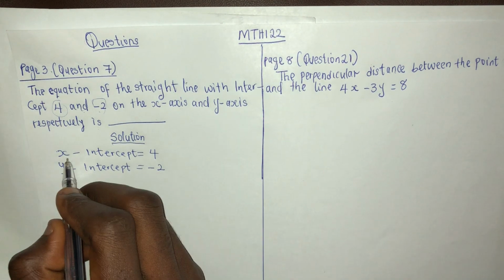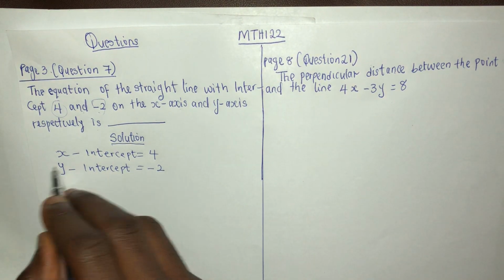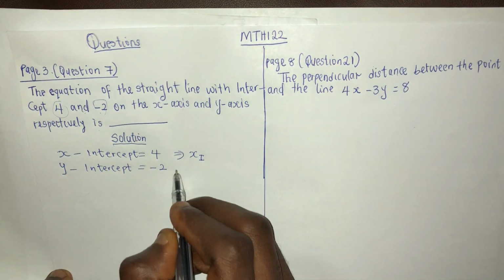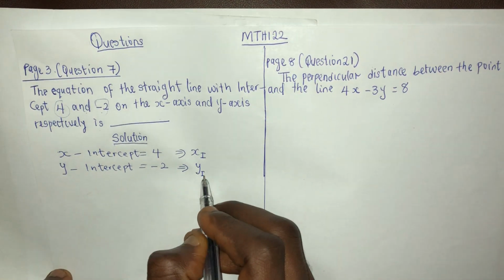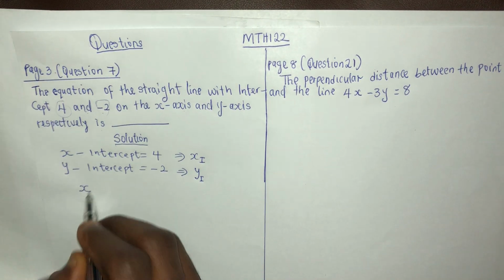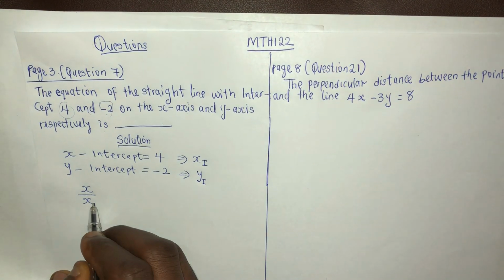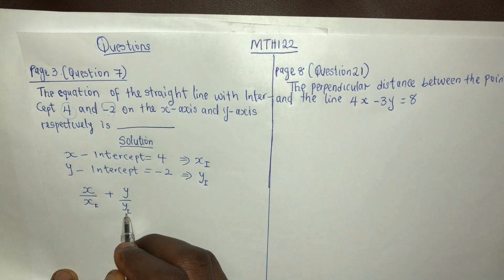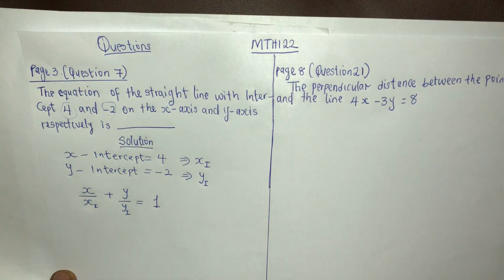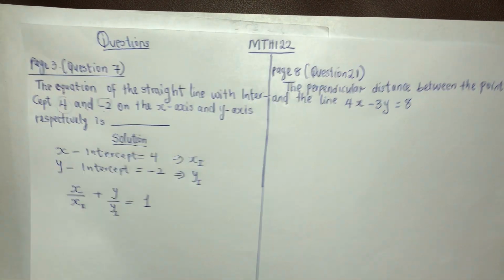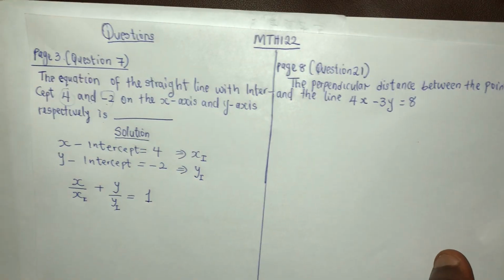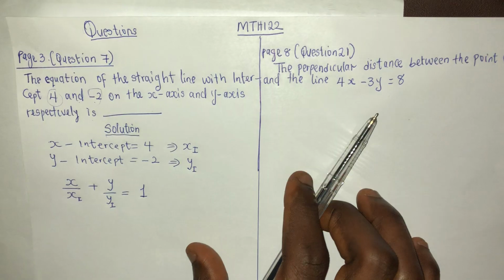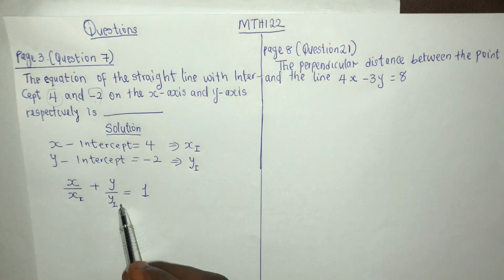So here is the intercept. Let's call this the x-intercept, and this the y-intercept. Let's denote the x-intercept with xi, while the y-intercept with yi. So we have a formula: x over xi plus y over yi equals 1. This is the formula which I'm going to be using in this case. So x over xi plus y over yi equals 1.